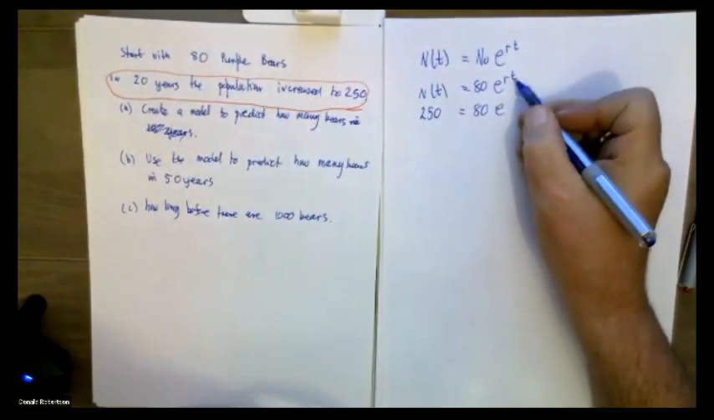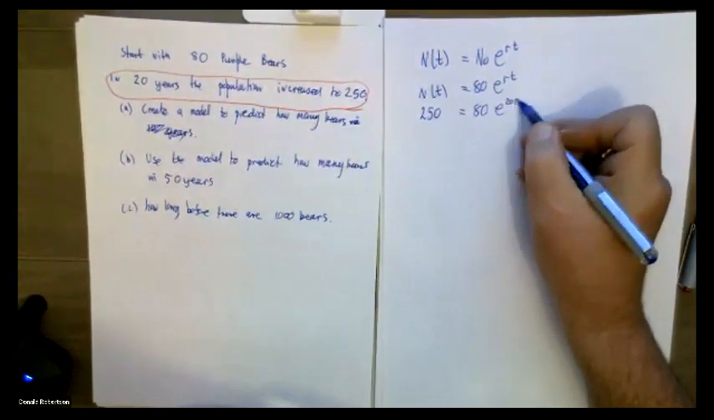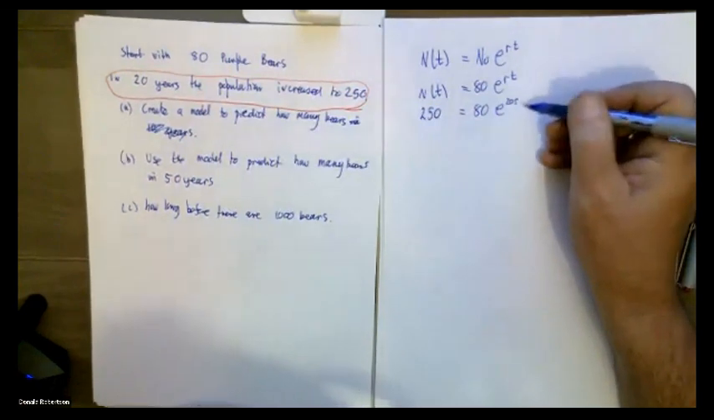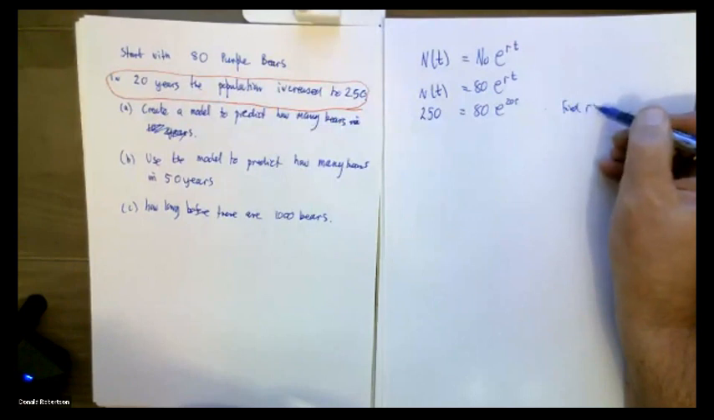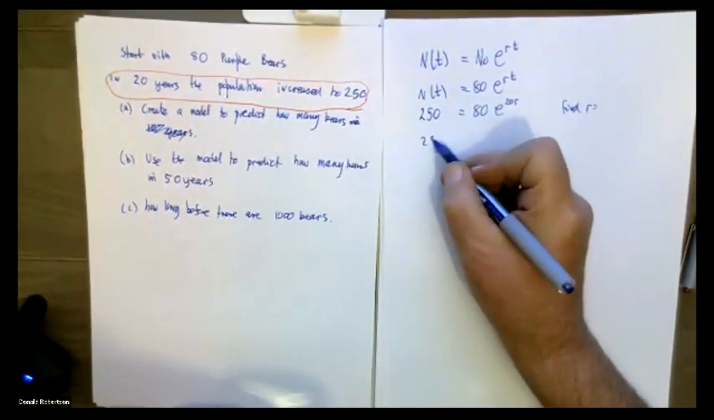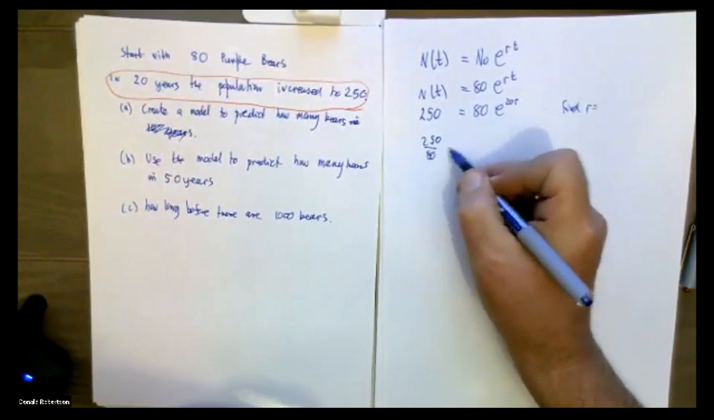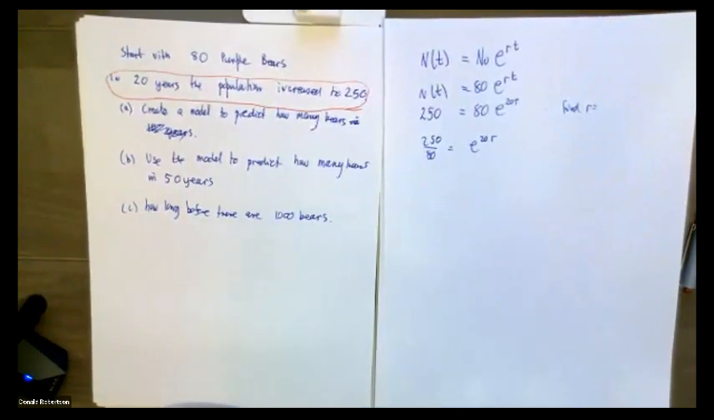And T is 20, right? In 20 years. So R times 20, let's call it 20R. So if I can solve this exponential equation, I will be able to find R. And R, right, is the relative growth rate. Well, you divide both sides by 80. Right, what do you think I'm going to do next? We've done very similar questions in the past. What do you think I'm going to do next?